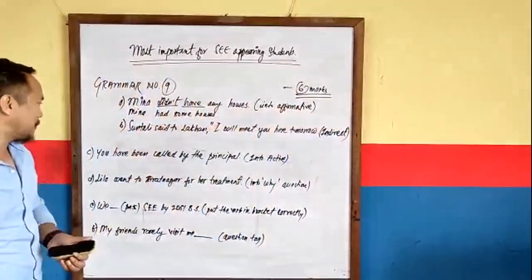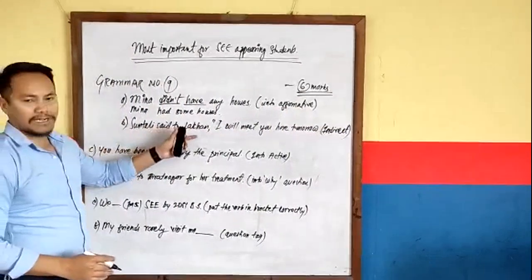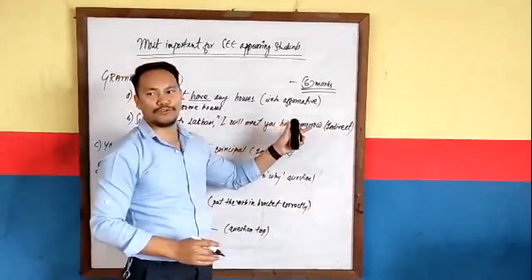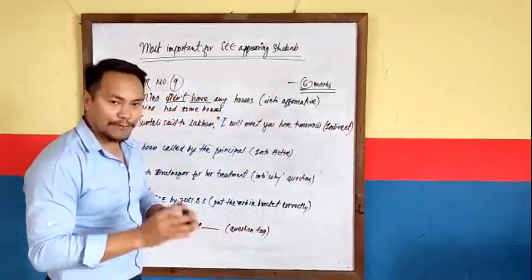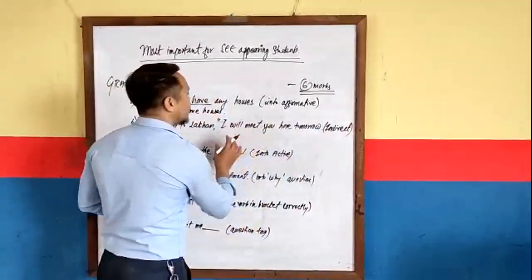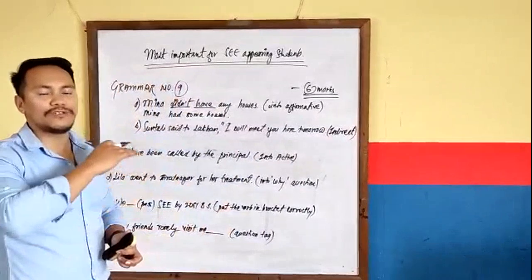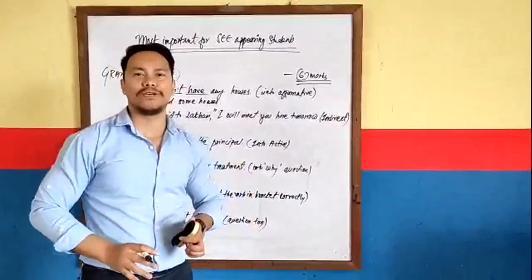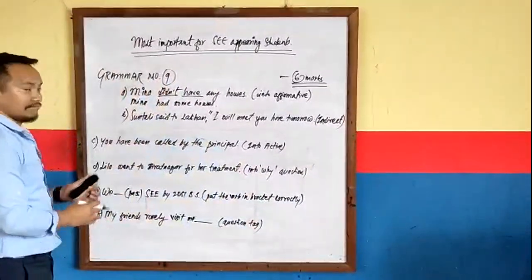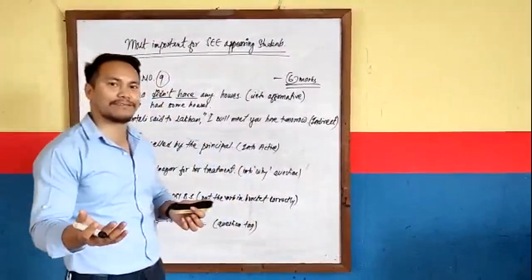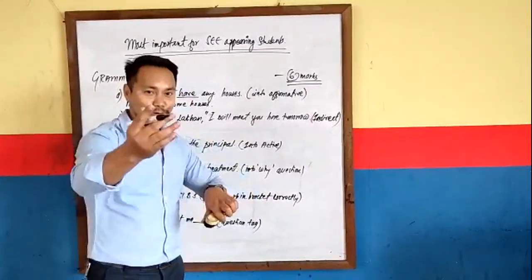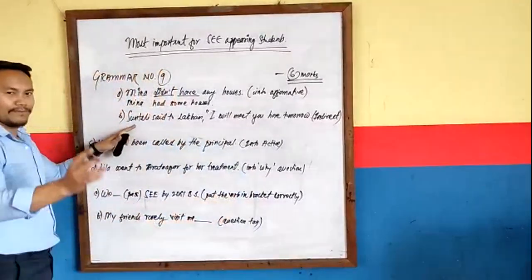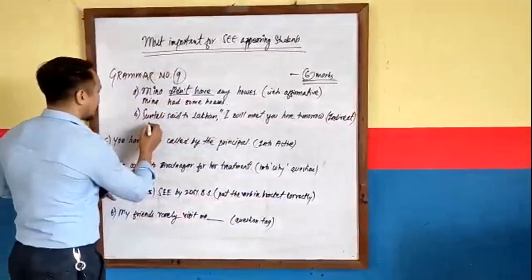Move on to number B. Sundari said to Lakhan, I will meet you here tomorrow. This is to change into indirect speech. And we all know when we are changing sentences into indirect speech, we should remove all the punctuation marks. Therefore, the answer is, can you guess? I'd like to give you 2 seconds to guess. I think you already wrote the answers. Okay, no problem. Here I go step by step.